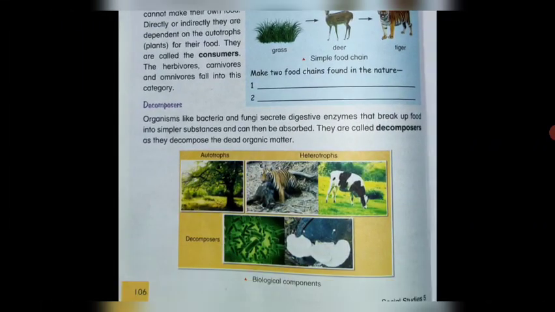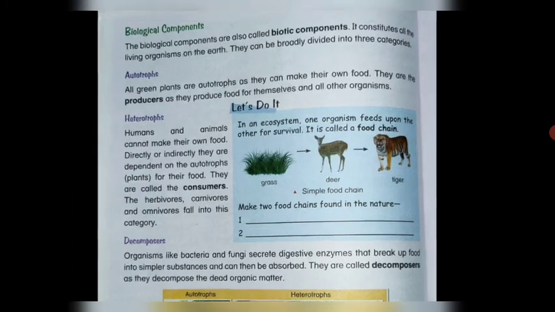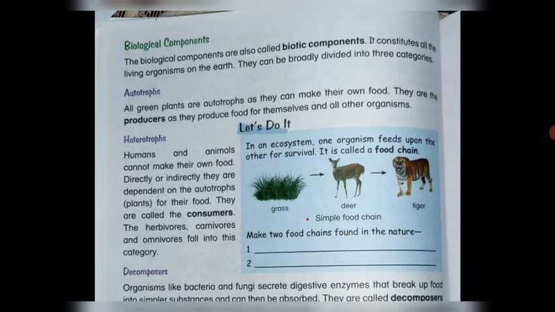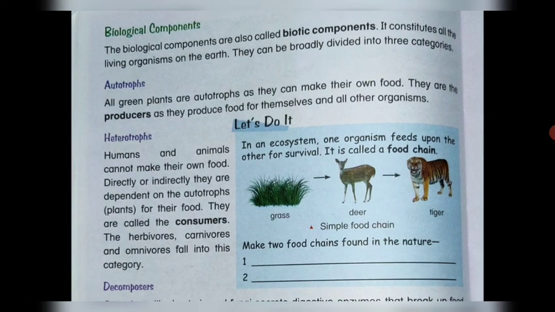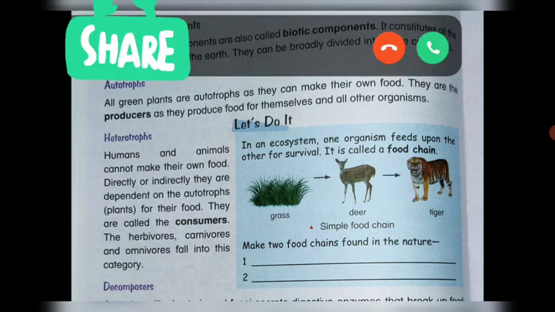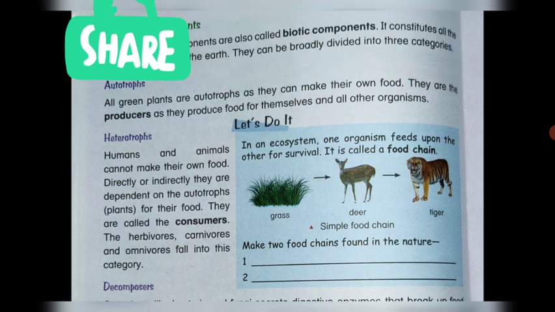is the biological component. What is the biological component? The biological component is also called the biotic component. It constitutes all the living organisms on the earth. It is also divided into three categories. The first one is the autotroph.